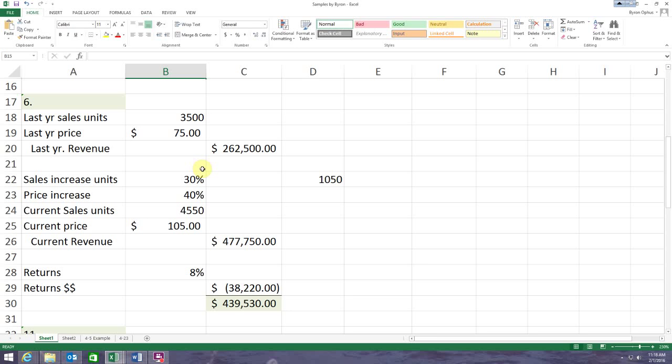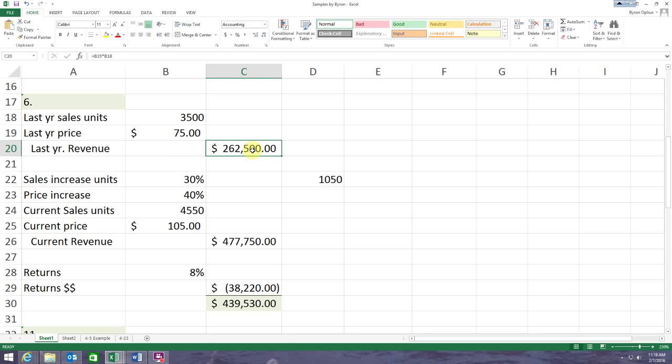So boy, not only am I generating more units, I get to up my price too. That's pretty impressive. That doesn't happen all that often. Returned merchandise will represent 8% of total sales. What is your net dollar sales projection for this year? And I think your guys' is similar. So let's just take a look at last year's. Last year I had 3,500 units at $75.